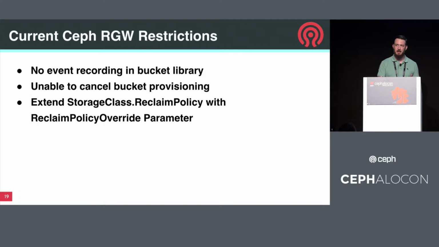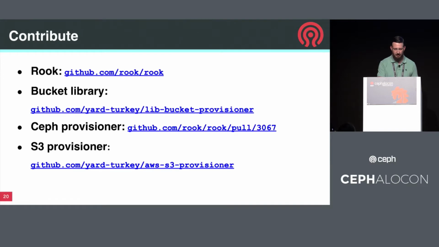There are a few restrictions that have come with the library. It's very new, and so it doesn't have things like event recording or the ability to cancel buckets in progress. But those are things we intend to add. One key thing we'd like to expand on is adding a library-defined parameter key in the storage class for reclaim policy override. That would give us the ability to add an erase function, being that it clears out all the objects but saves the name of the bucket. We know that's an important thing. You don't want to delete a bucket and have someone else grab that name. And a few other features down the road that we address in issues.